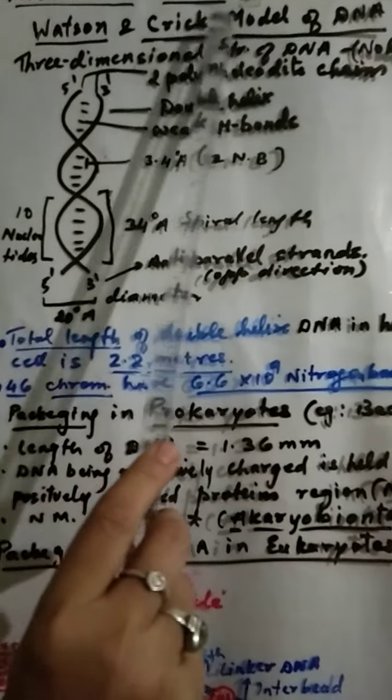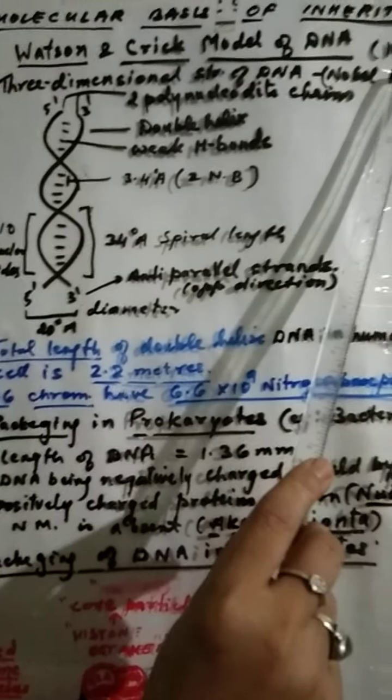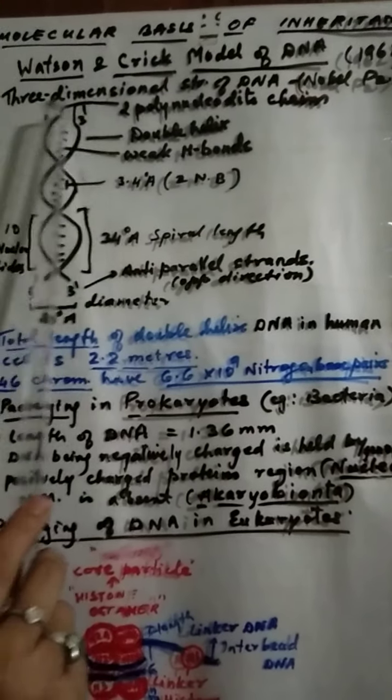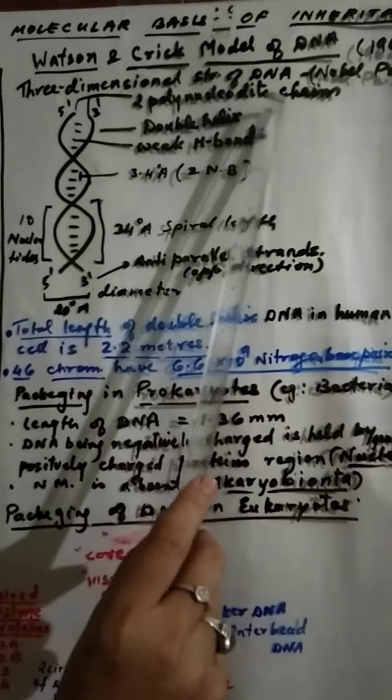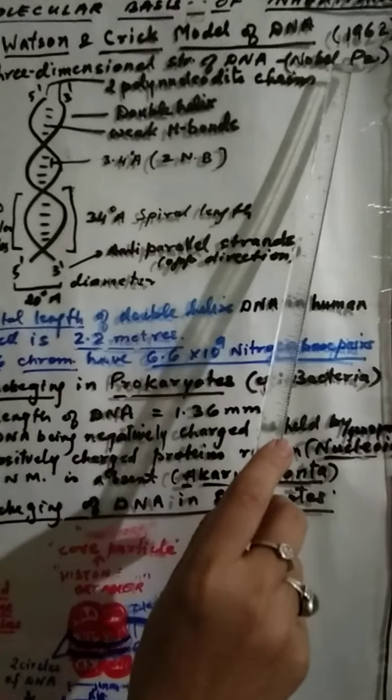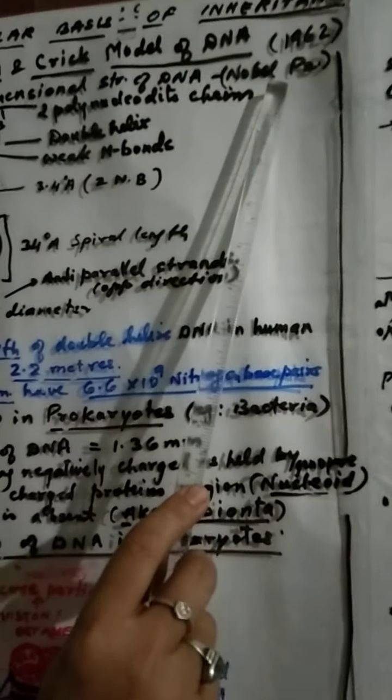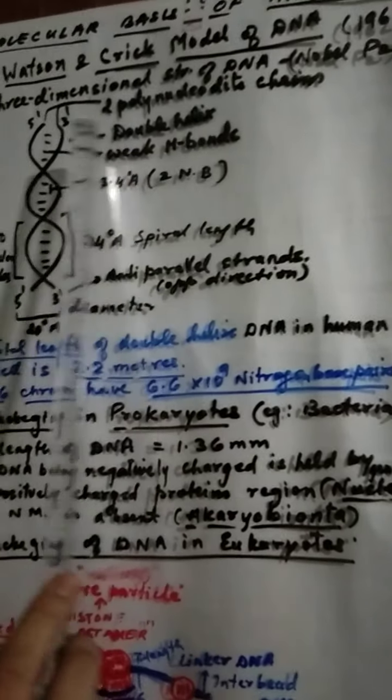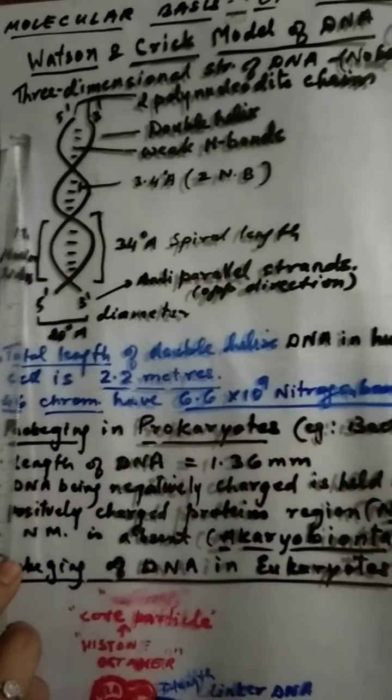Now let us see the structure of DNA. Watson and Crick gave the model of DNA in the year 1962. They gave the three-dimensional structure of the DNA, and for this they got the Nobel Prize. Let us see what this three-dimensional structure of DNA is.